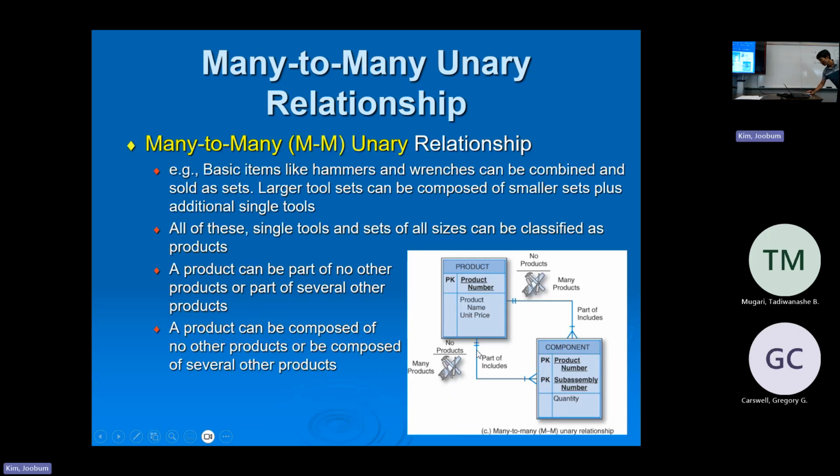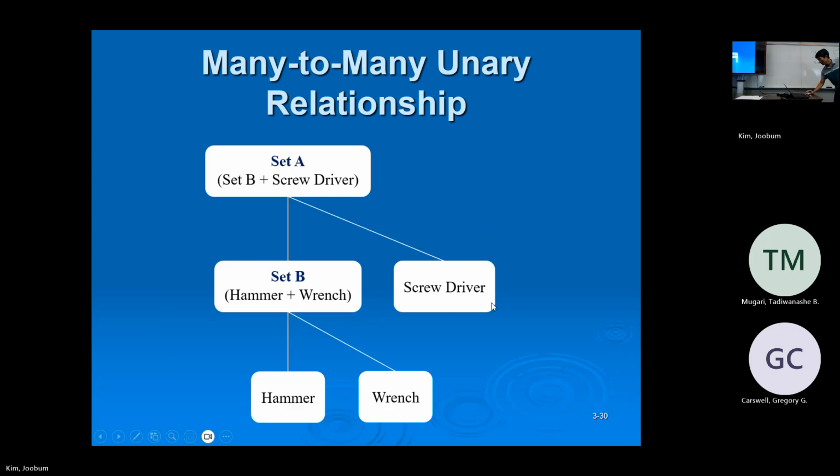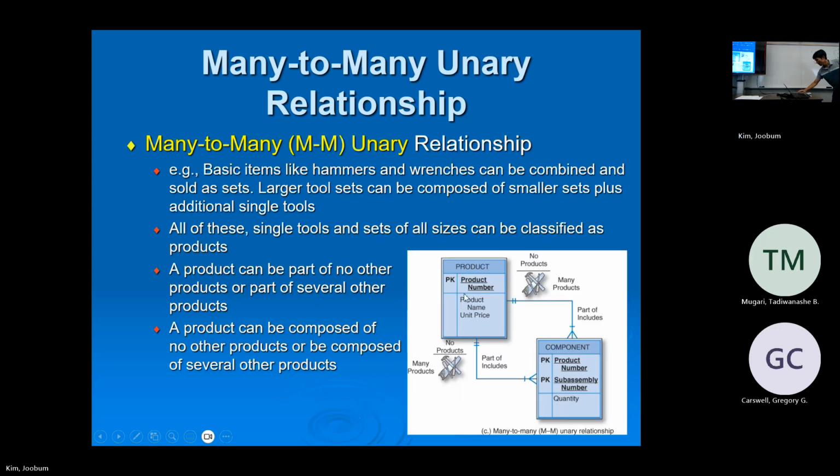So it's a part of set A. So this is a set A and this is a set B. In that case, set A and set B and screwdriver are also products. They have the product number, the price, and the product name. They have the same attributes. But depending on the point of view, set A can be a set A and it can be a set B.